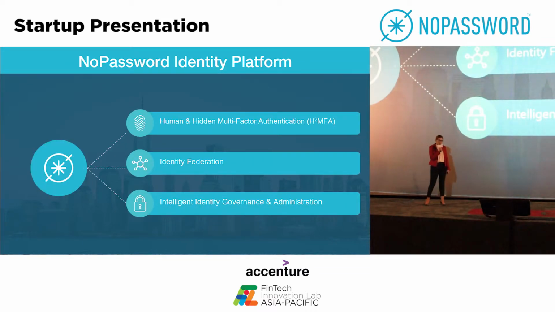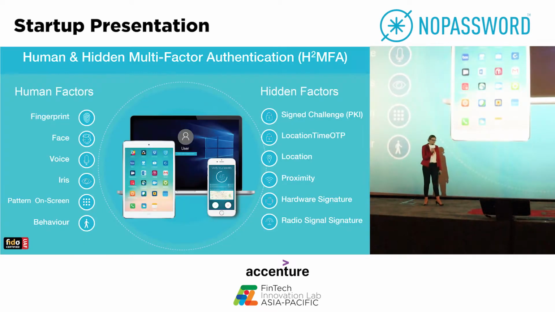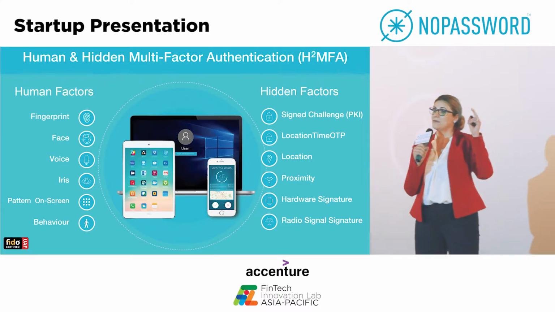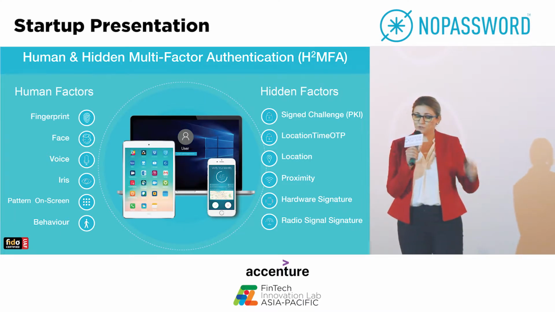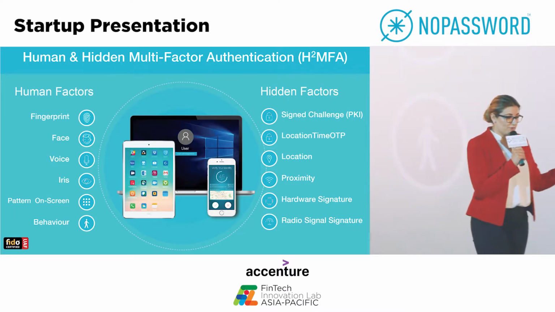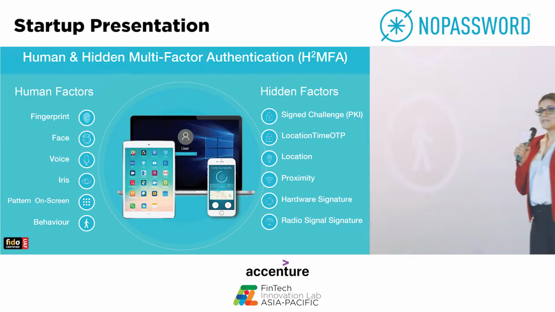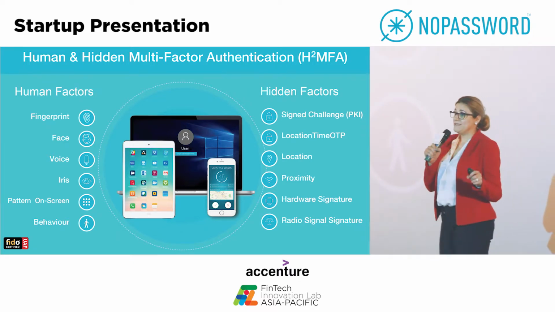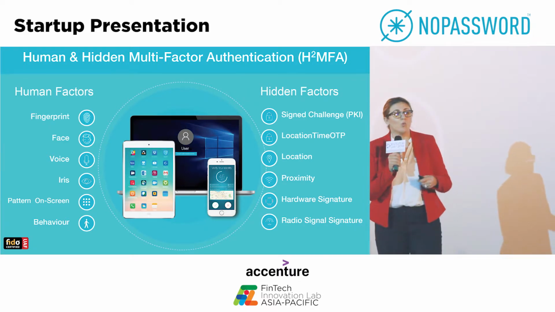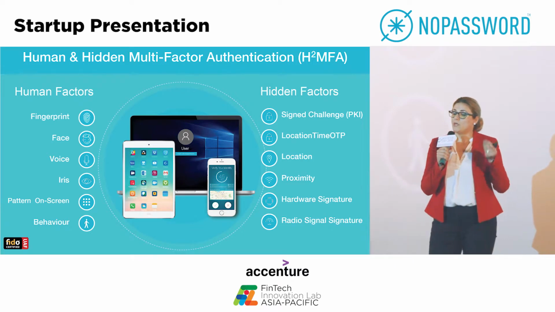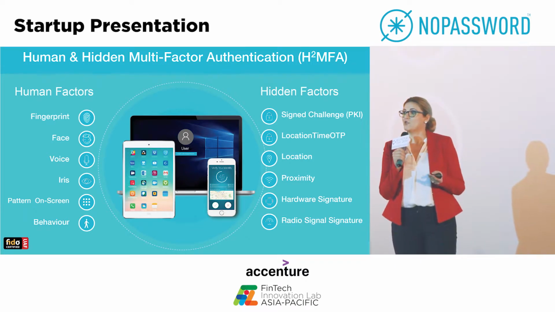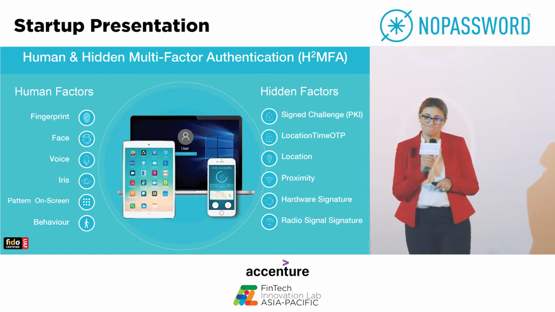With an identity platform, there is a combination of 3 products. The core solution is our human and hidden multi-factor authentication. This is a simple, secure, and seamless process for your user. Your users are first authenticated based on biometrics, locally on their device, and then behind the scenes, without disturbing the user, we extract some factors to complete the multi-factor authentication.